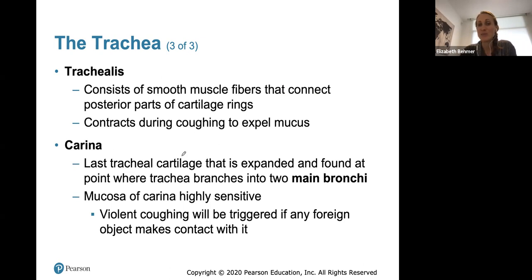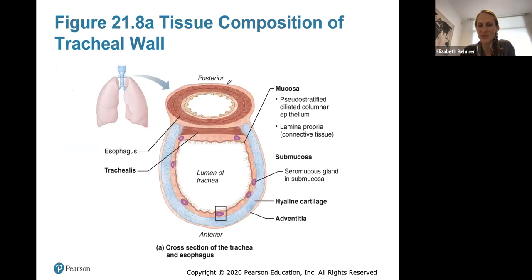Trachealis is the smooth muscle that helps the muscle fibers contract. This contracts during coughing to try to expel excess mucus if anything was trapped. The carina is just the last piece of cartilage in the trachea, and it's the point where the trachea branches into the two bronchi leading into the lungs. The mucosa of the carina is very sensitive, and violent coughing will be triggered if anything foreign makes contact with it. So here's a look at the trachea.